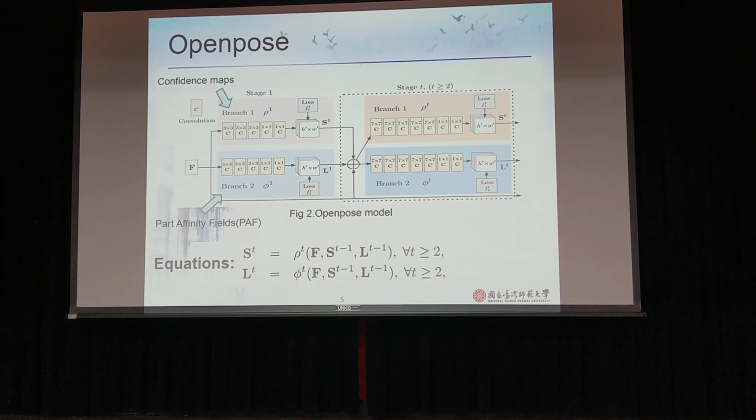L^t represents the link prediction of the t stage, referred to as PAF in the paper, which is a set of two-dimensional unit vectors representing the connection between two key points. Phi represents the CNN architecture responsible for generating this vector. Similarly, the architecture of the first stage differs from the subsequent stages but is analogous to the key point architecture, and hence it is not reiterated here.